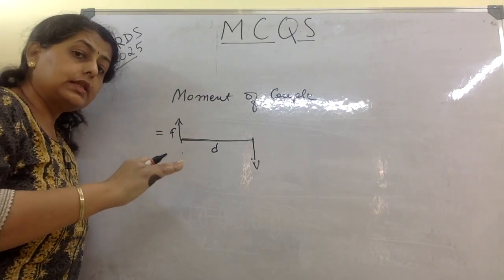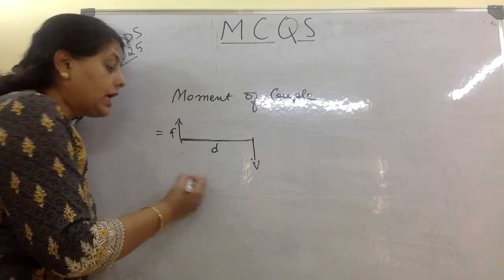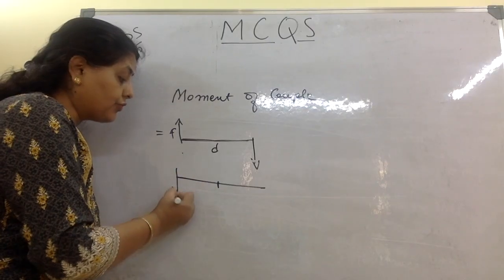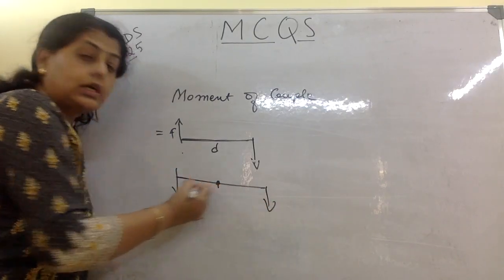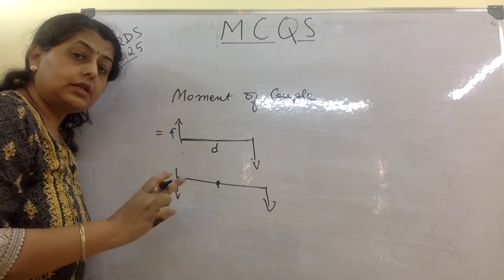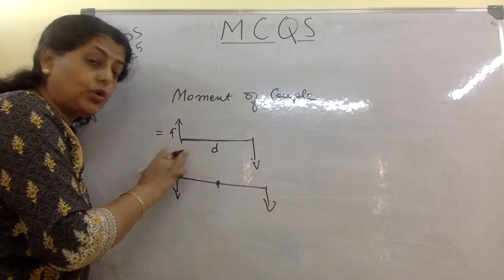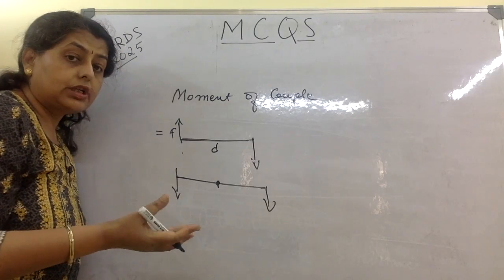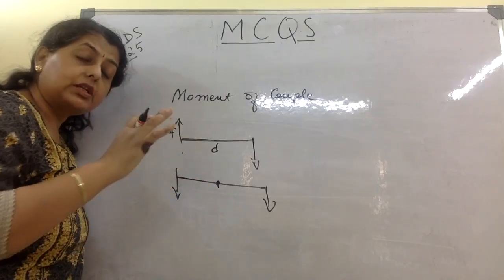People don't understand the difference between the moment of a couple and the moment on a uniform rod, where it is taken for two forces about the pivot. Moment of a couple is a different thing because it is two equal and opposite forces. Here it need not be equal forces; if it is not in equilibrium, it need not be equal.